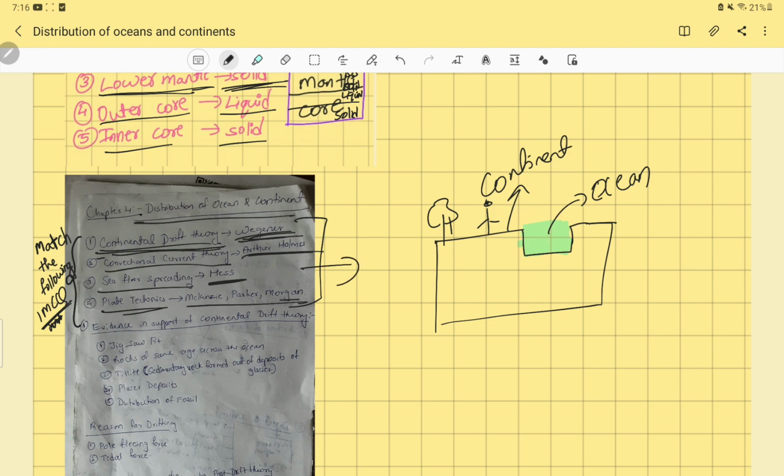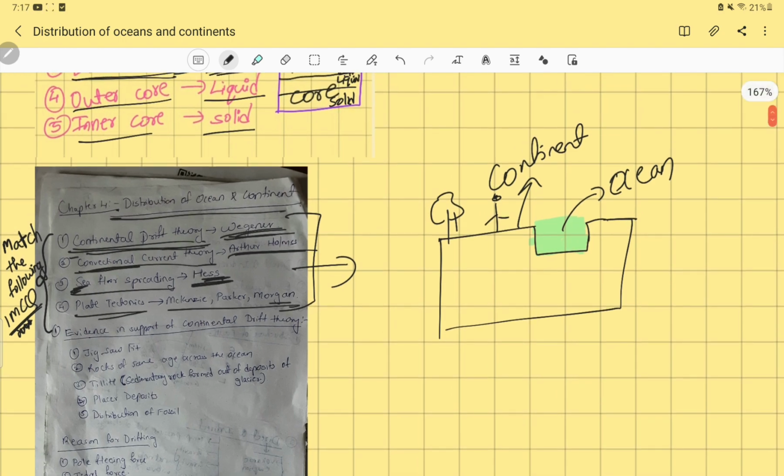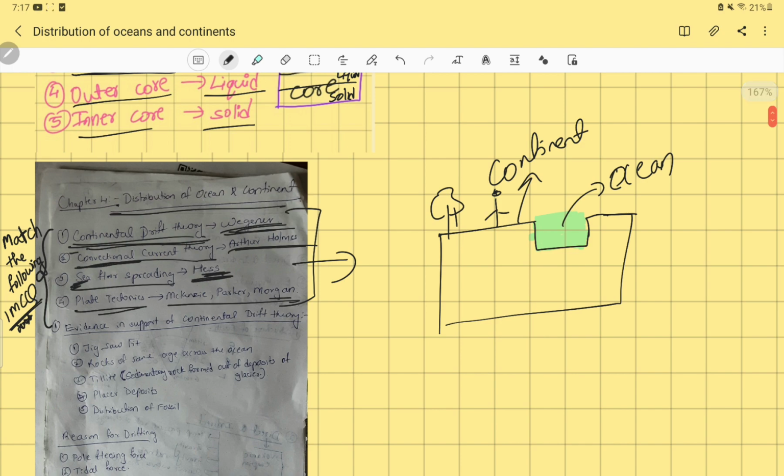How I remember is, seafloor spreading starts with S, right? So Hess, it has 2 S. That's how I remember. Then the next one is convectional current theory, right? Convection sounds similar to convention hall, and Holmes, these are like home related things. So I remember it that way. You can remember it any way which you like.